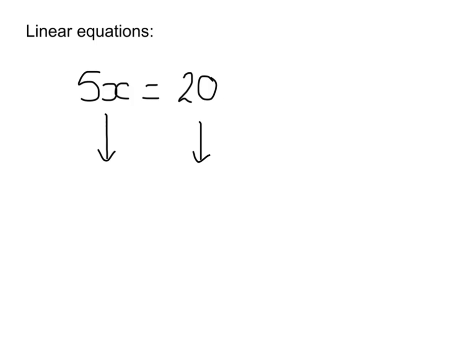Now, with linear equations, we're always thinking about the inverse operation. Now, all inverse means is opposite. So in this case, 5x means 5 times x. So to get x on its own, I'm going to do the opposite of multiplying by 5, which is to divide by 5. As I said before, what I do to one side, I do to both sides. So 5x divided by 5 is x, and 20 divided by 5 equals 4. And now we've answered our first simple linear equation.